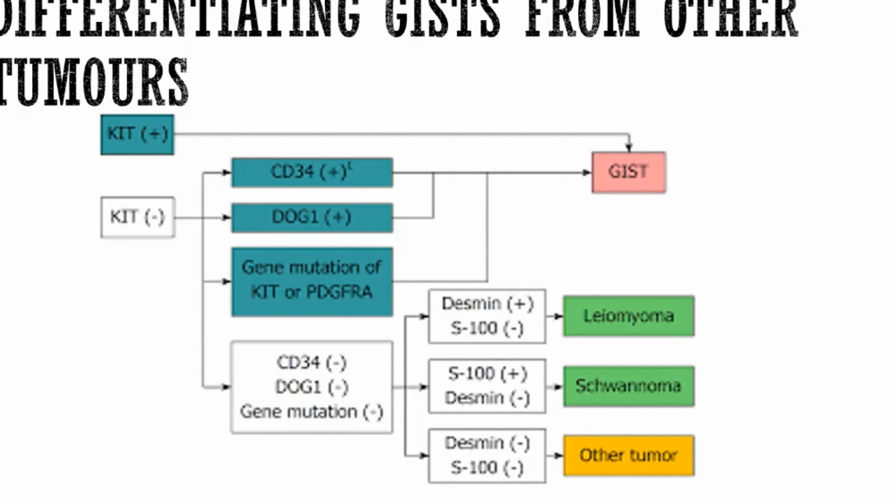So you have seen that CD34 positive and DOG1 positive is a definite marker of GIST, even though KIT is negative. But if you see CD34 negative, DOG1 negative, and gene mutation negative, that means PDGFRA negative, it is not GIST. It may be leiomyoma, schwannoma, or another type of tumor.